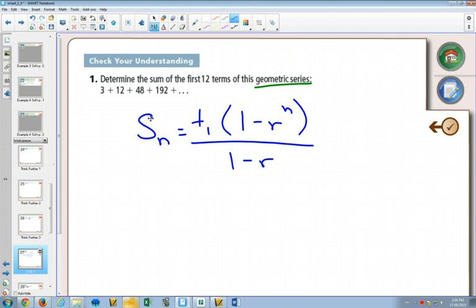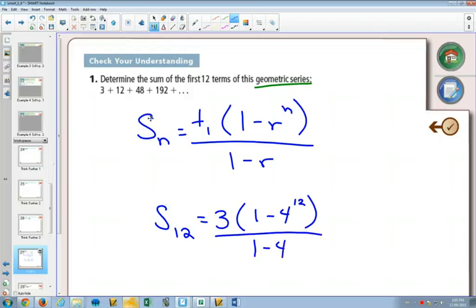So now we want to find the sum of the first 12 terms. So that's telling us that n is 12. We know term 1. Term 1 is 3. We know that we're multiplying by 4. So 1 minus 4 to the 12 over 1 minus 4.